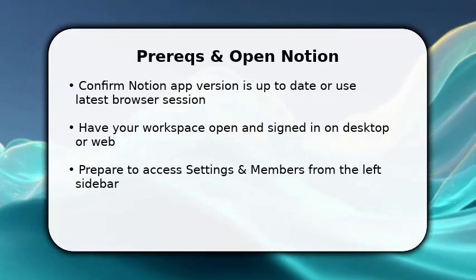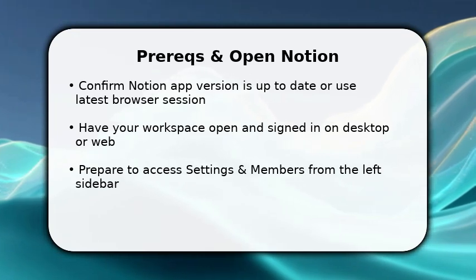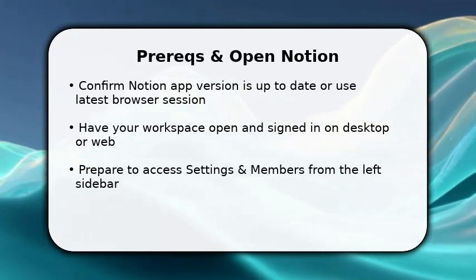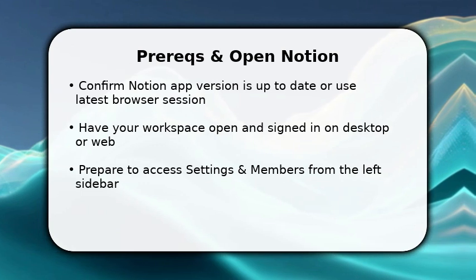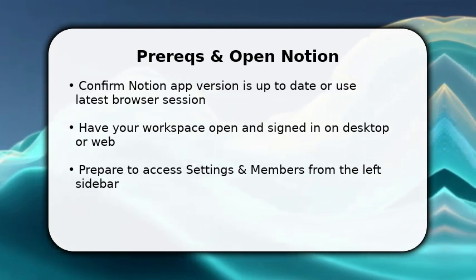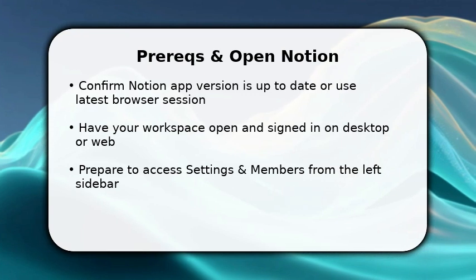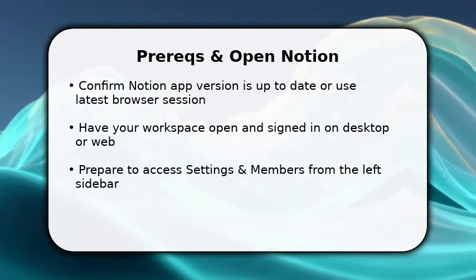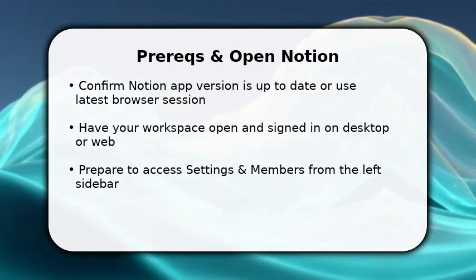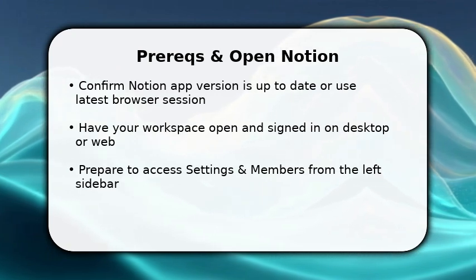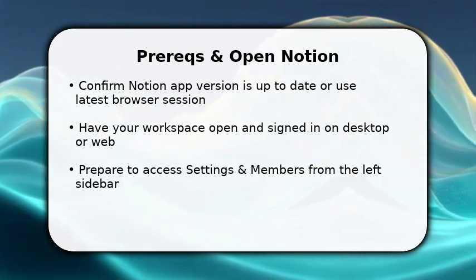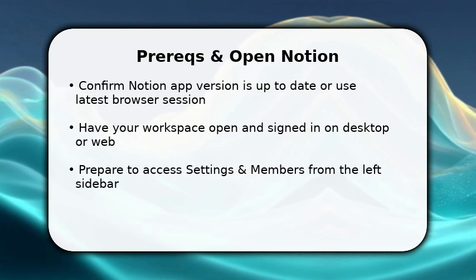You've got Notion open and signed in. Now start the change. From the left sidebar, click Settings and Members. This is where theme controls live. If you're on the web, make sure the browser window is focused and developer extensions aren't forcing colors. Once settings loads, pause, identify the appearance section labeled Theme or Color Mode. You're ready for the first actionable change.